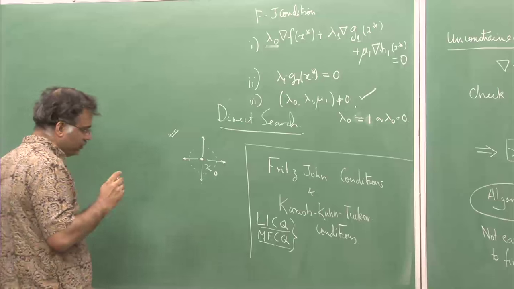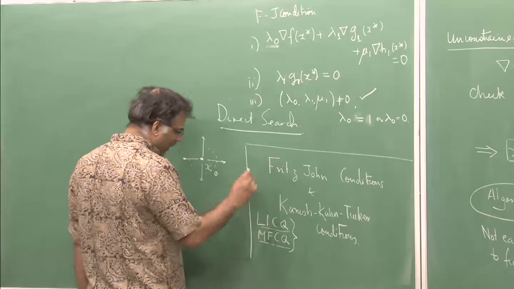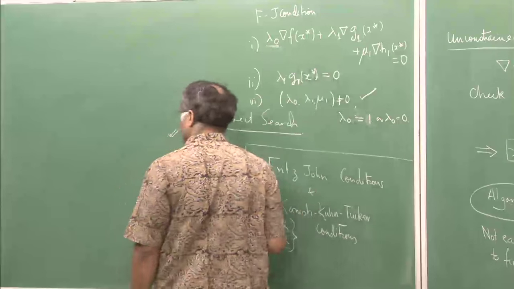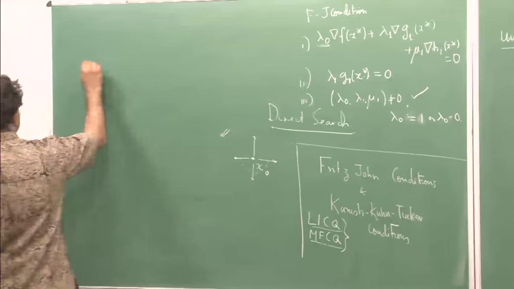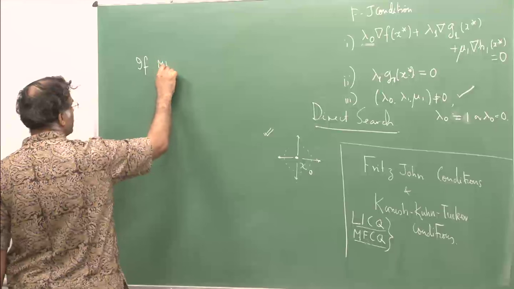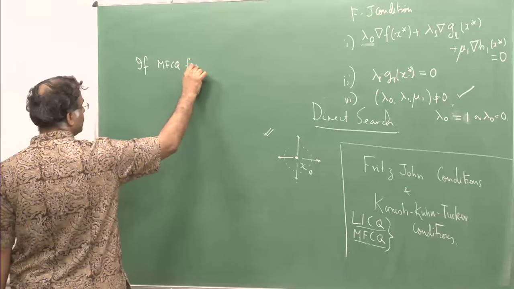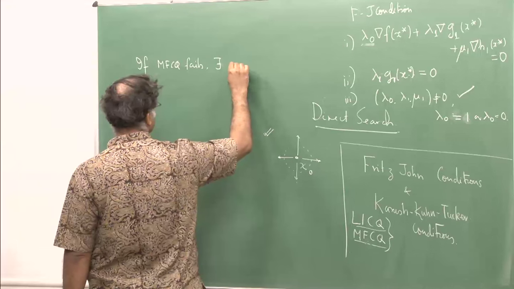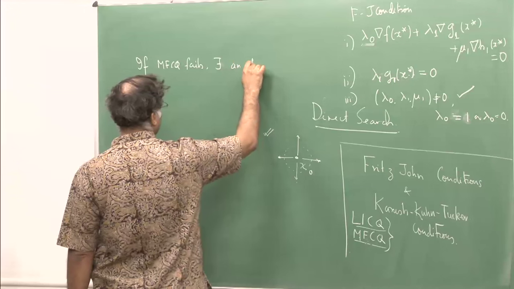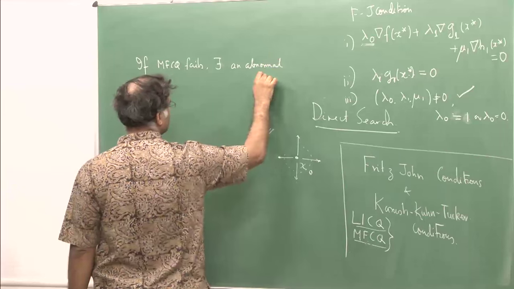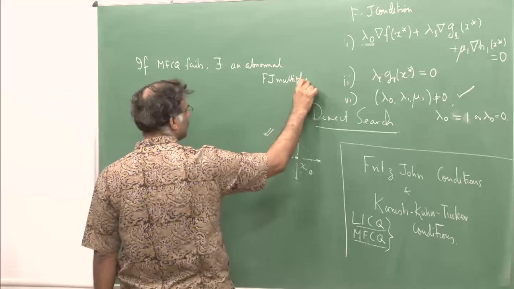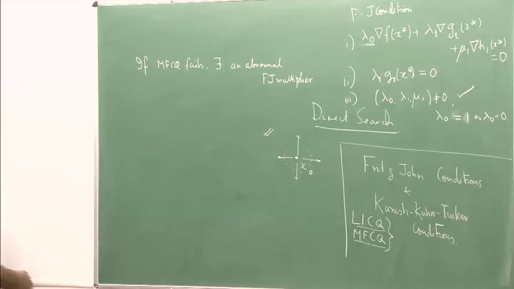I just want to repeat. If MFCQ fails, then there is always a set of multipliers which satisfy this with lambda naught equal to 0, so there exists an abnormal multiplier. So, a very, very important central thing in your learning is this: if MFCQ fails, there exists an abnormal Fritz John multiplier. So, when MFCQ fails, an abnormal multiplier is guaranteed.